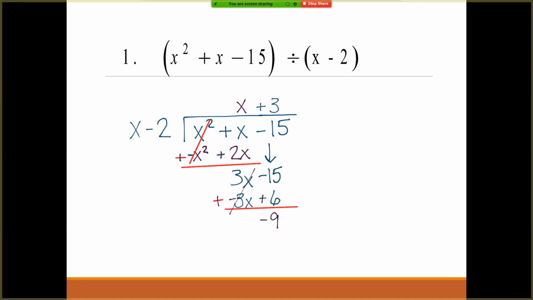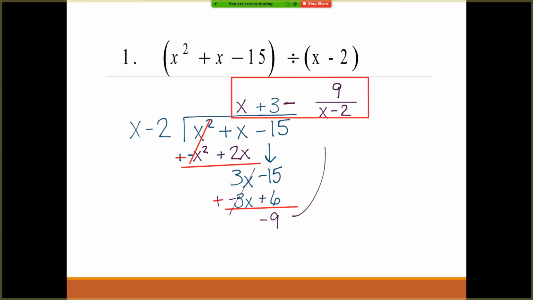Now that we're down to the constant, just a regular number, that's when we go up and we write our remainder. We want to write minus because it's a negative 9. Then we're going to make a fraction. The 9 goes on top, and 9 was never divided by the x minus 2. So that's how we're writing our remainder. 9 divided by x minus 2, and then this whole top portion right here is my final answer.